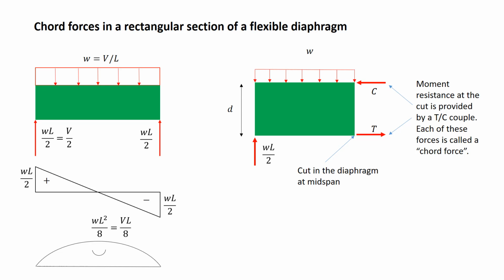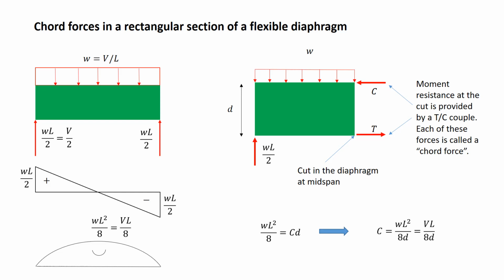Let's calculate the value of them. Set the moment, the peak moment, WL squared over 8, equal to the value of this couple. C is equal to T, so I'll just call it C times the diaphragm depth D. That's the resisting moment in the cross section. We can then solve for the value of chord force, and we have a closed form equation, WL squared over 8D or VL over 8D, depending on whether we have the value ready at hand for distributed load or for the total force in that section of diaphragm.